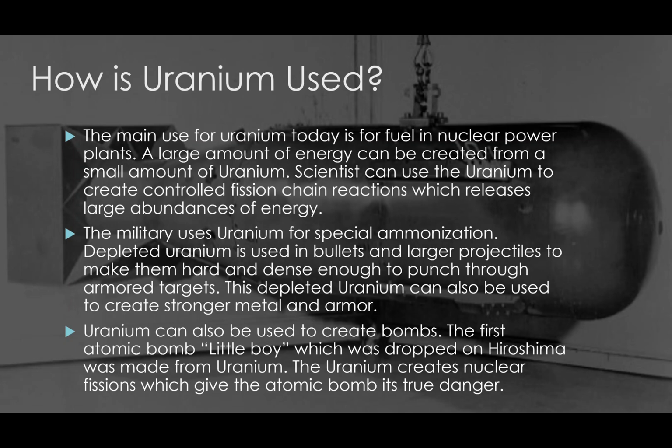The military uses uranium for special munitions. Depleted uranium is used in bullets and larger projectiles to make them hard and dense enough to punch through armored targets. This depleted uranium can also be used to create stronger metal and armor. Uranium can also be used to create bombs. The first atomic bomb, Little Boy, which was dropped on Hiroshima, was made from uranium. The uranium creates nuclear fission, which gives the atomic bomb its true danger.